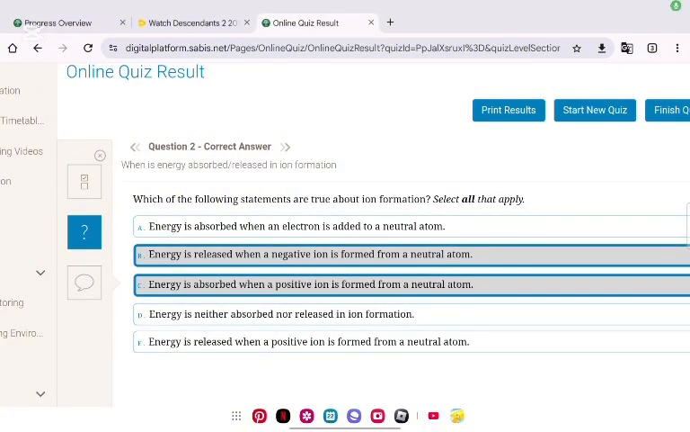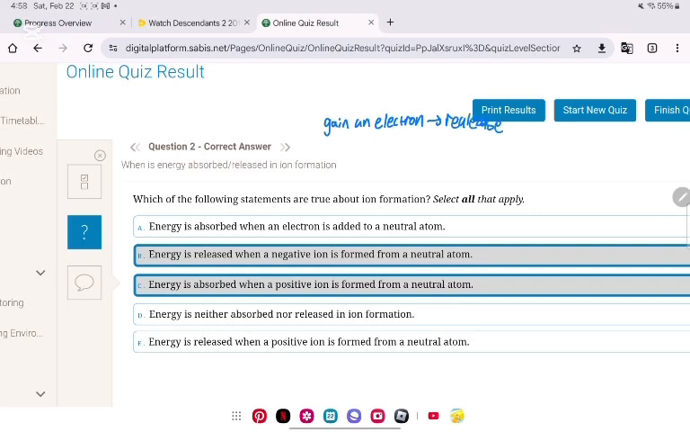Okay, for this question, they want to know about ion formation. And ion formation is like when an atom gains an electron, because electron is negative. When it gains an electron, it becomes a negative ion. So it releases energy. So when you gain an electron, you release energy, okay?